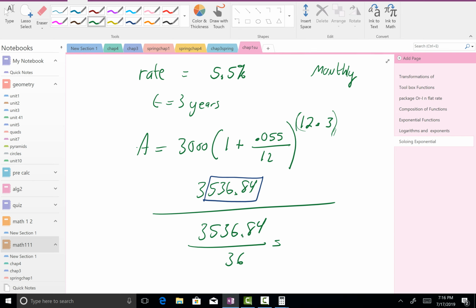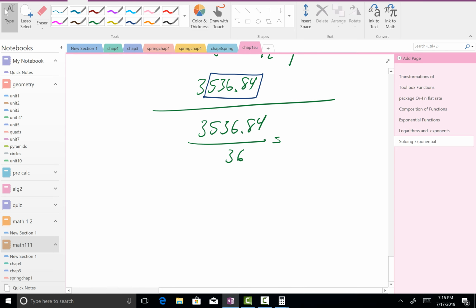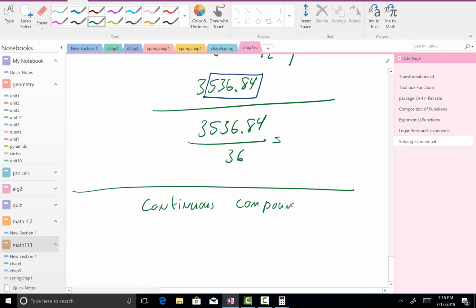So that's pretty much all there is with that. Let's go back here. I'm going to switch back to this. And here we go. When we have continuous compounding, you want to use this formula, A equals PERT.